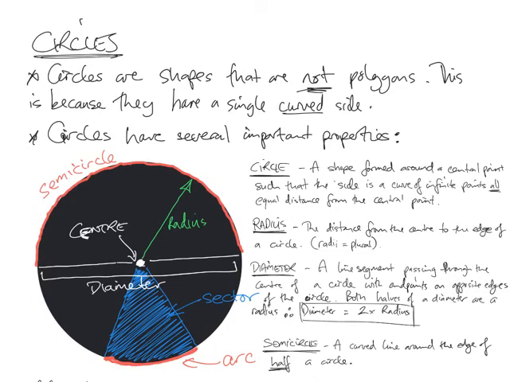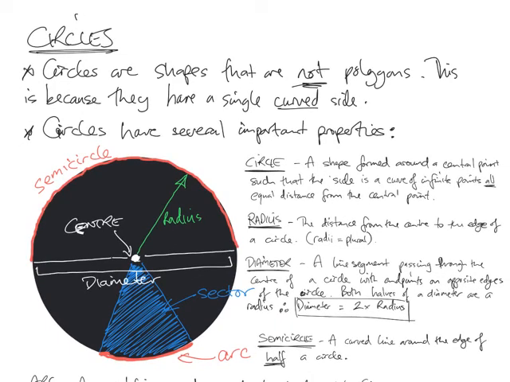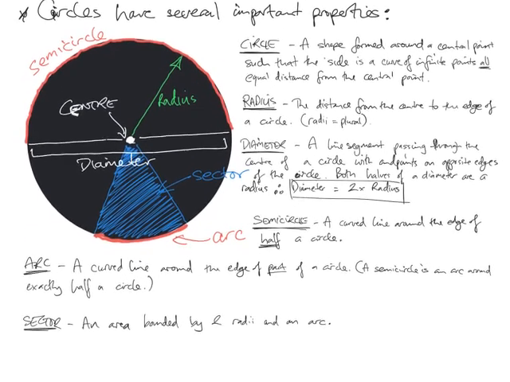Hopefully this terminology is revision again. So circles are shapes that are not polygons. This is because they have a single curved side. They're closed, yes, but their sides are not straight line segments. Circles have several important properties, and we'll go over them here referring to this diagram.